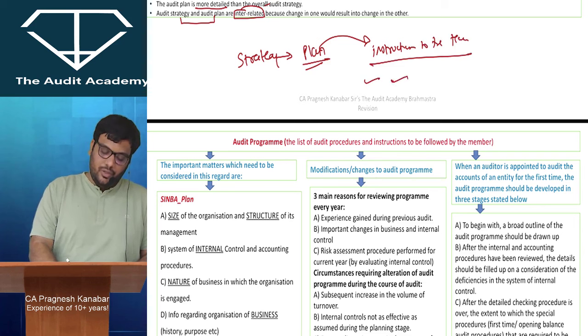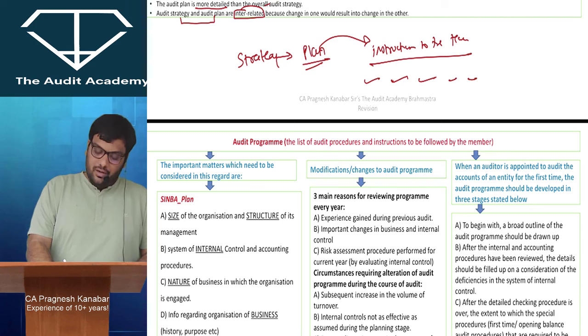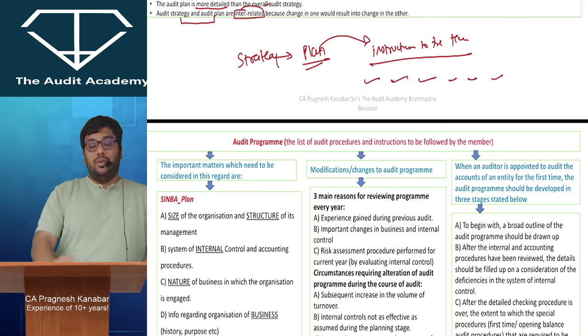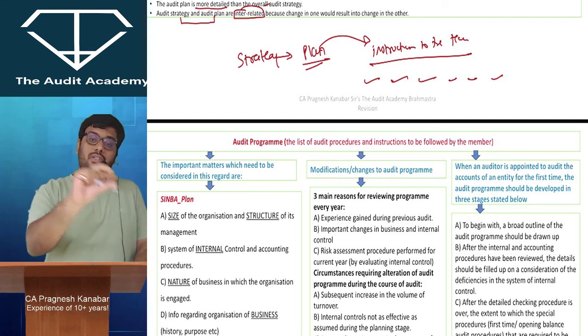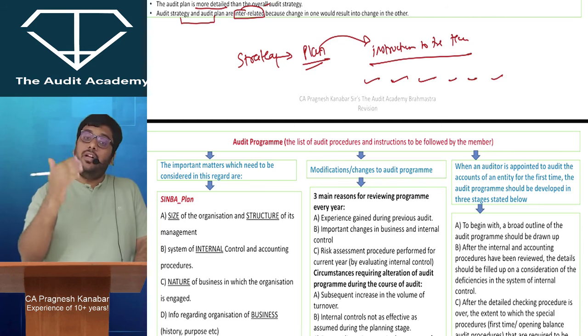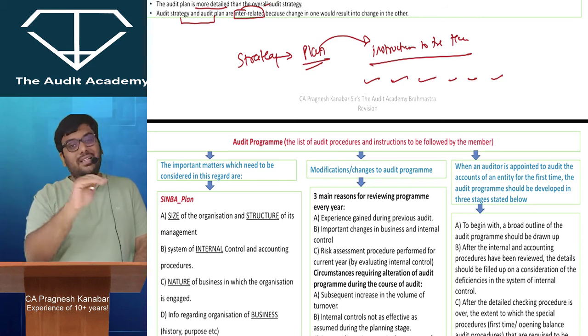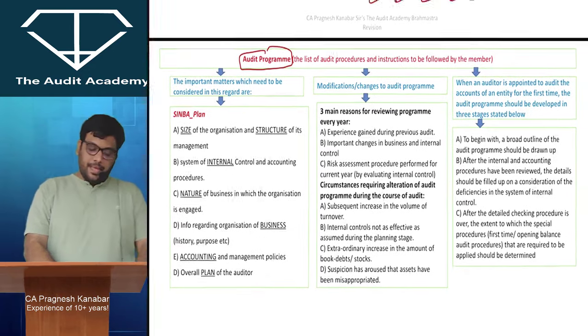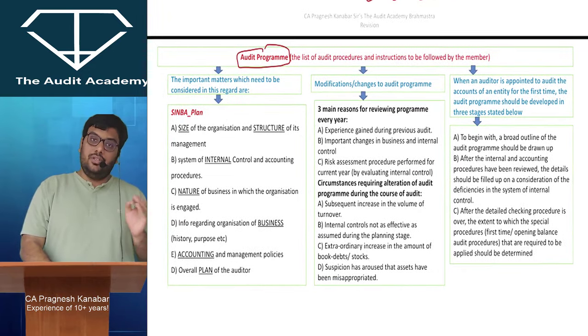And when I give it in the form of instructions to the team, I need to write which item needs to be verified, who will do it, how they will do it, the nature, timing, extent of procedure, what kind of sample needs to be taken. Everything needs to be given in the form of instructions. So when you convert your plan into instructions to the audit team, that becomes the audit program. It will have the entire timetable, the duration required to complete the task, everything. All right. So audit program is nothing but the list of audit procedures and instructions to be followed by the team member.